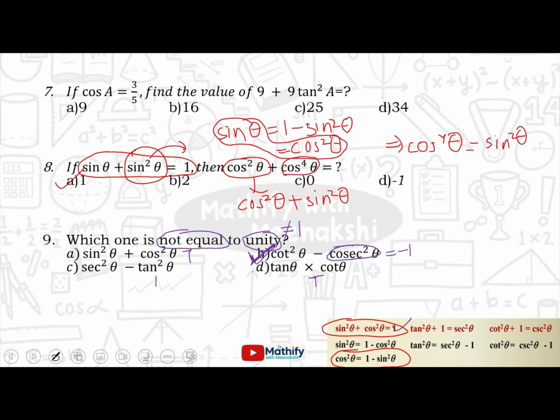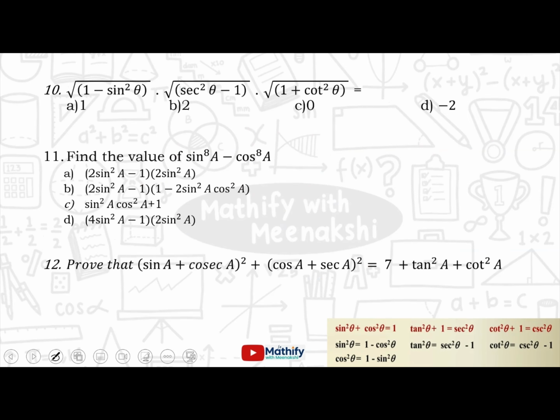Let's move to question number 10. Again, use identities. What is 1 minus sine square theta? That is cos square theta. But it's under square root, so you can write cos theta. Into secant square theta minus 1. That is tan square theta. But again, it's under root, so you can write tan theta. Into 1 plus cot square theta. That is cosec square theta. But again, under root, you can write cosec theta.